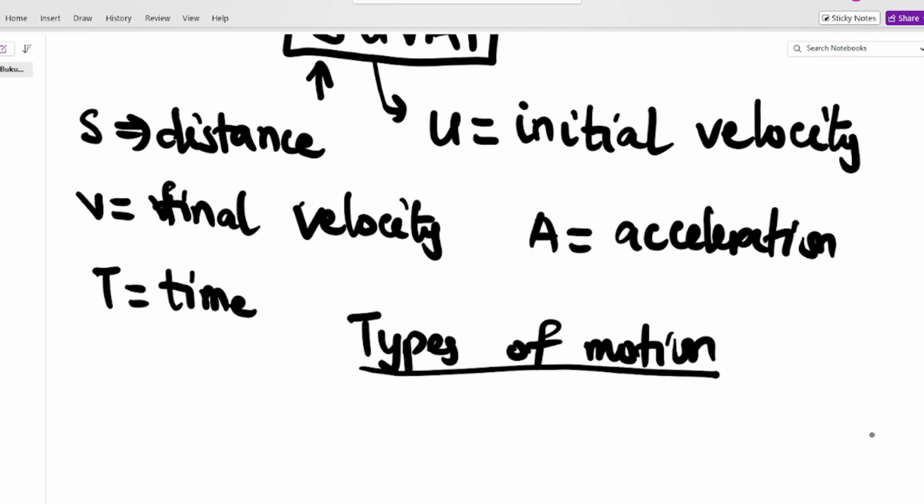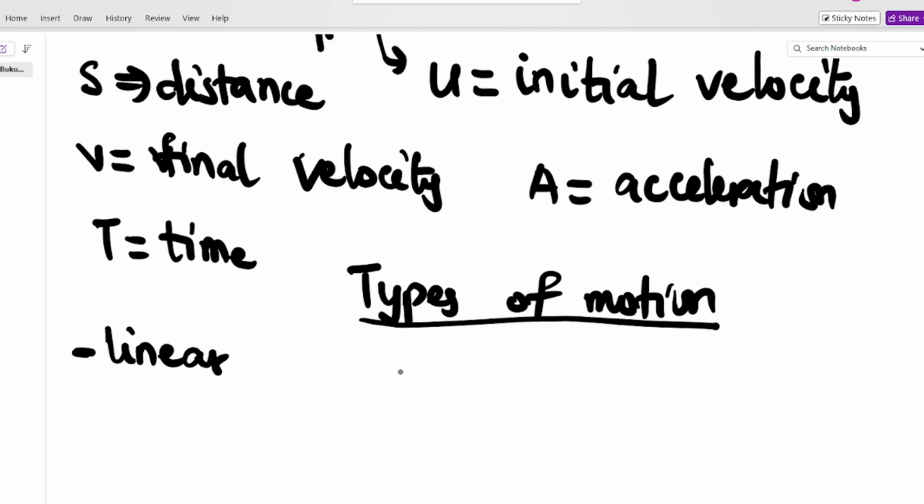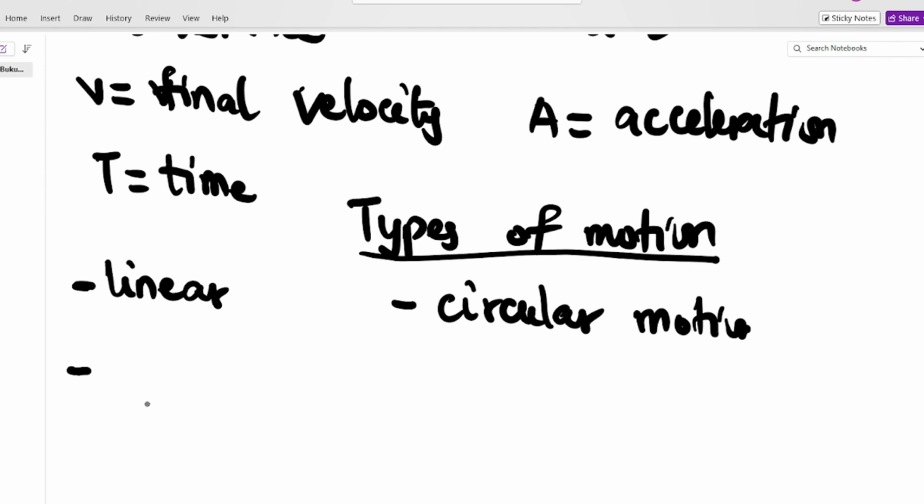But types of motion are the different varieties of motion that we can see out there. There are many of them. We can have motion occurring on a straight line. That's a linear motion. Then we can have one acting on a circular path. That will be circular motion. Circular motion definitely acts on a circular path. Linear motion acts on a straight path.